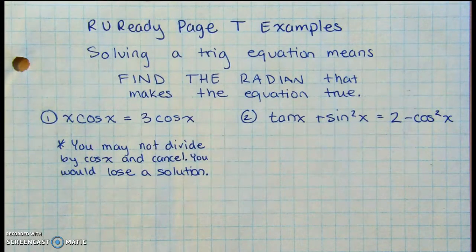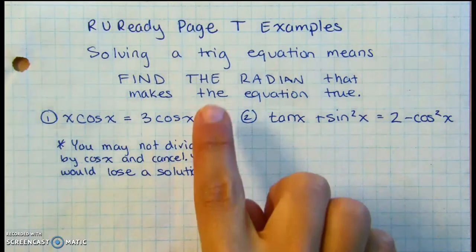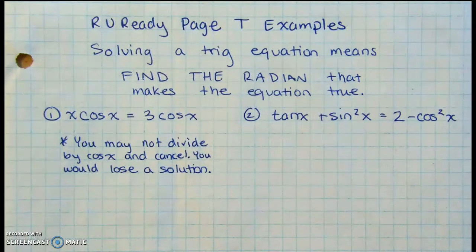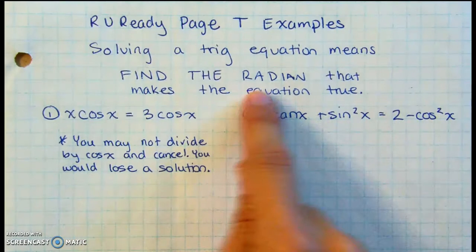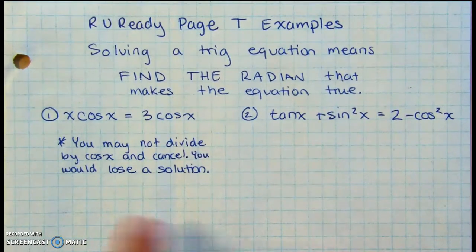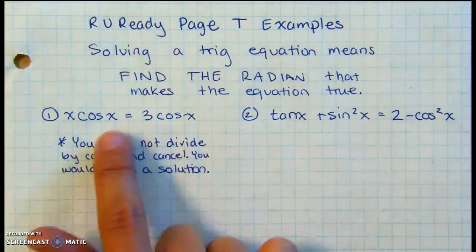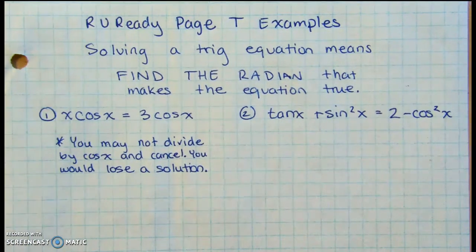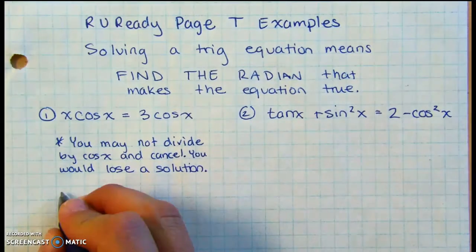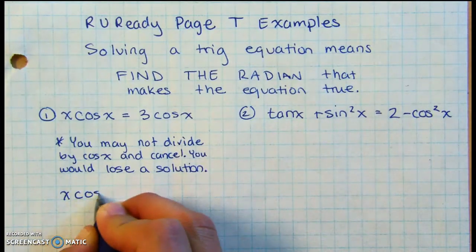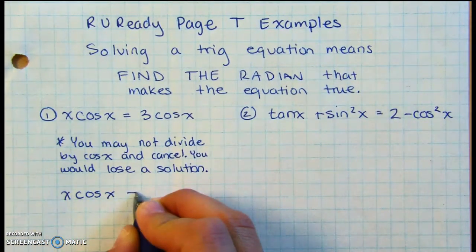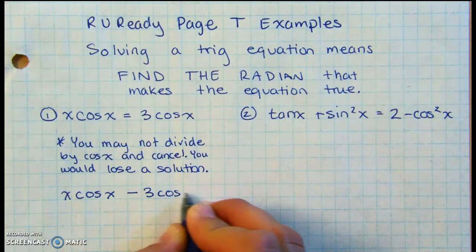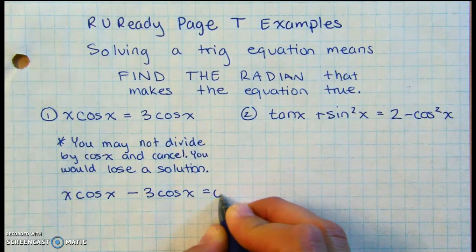Page T. Solving a trig equation means we're going to actually find the radian measure where that makes the equation true. You can't divide by the cosine because you will lose one of your answers. So instead, we're going to subtract onto one side. So we have x cosine x minus 3 cosine x, and that's going to equal 0.